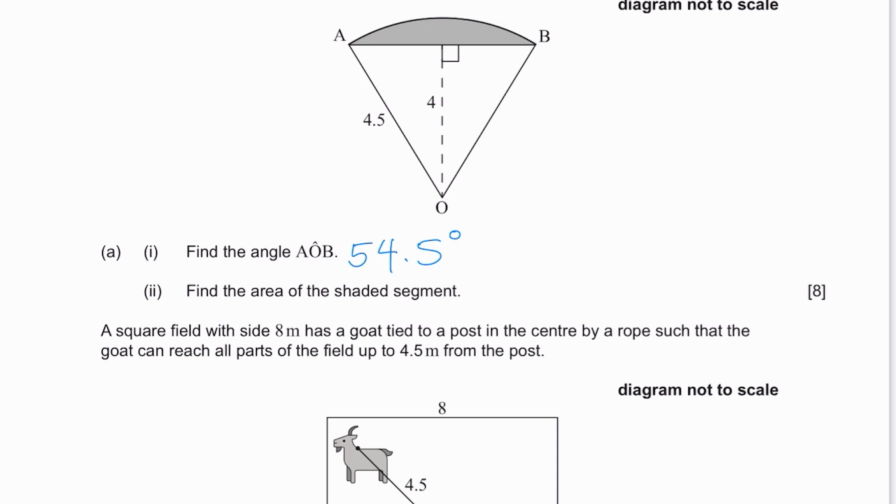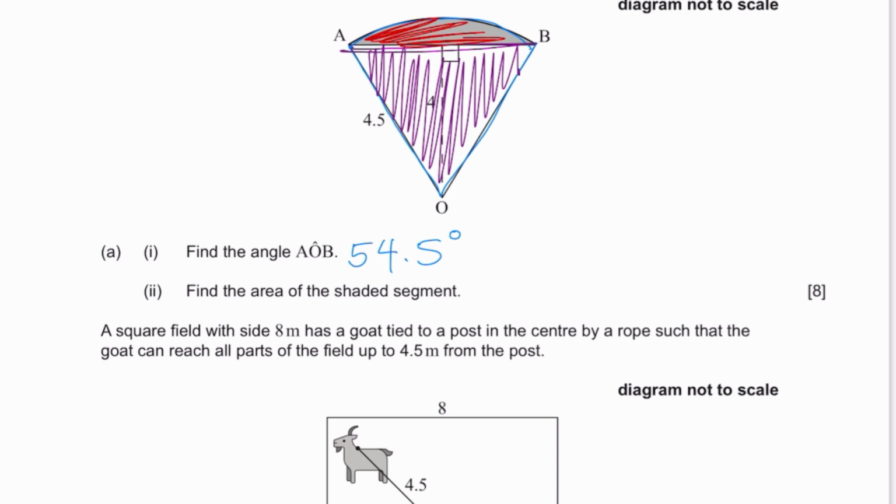So in this case, I'm going to find the entire area of the entire pizza slice or the sector, which is going to include the shaded part they want. Then I'm going to have to find the area of this triangle right here, and I'm going to subtract the area of the sector minus the area of that triangle. Therefore, I'll be only left with the shaded area, which is the part that I've done right now in red.